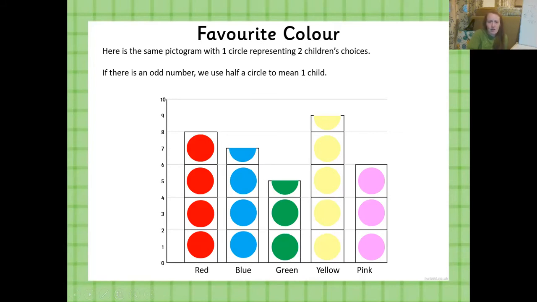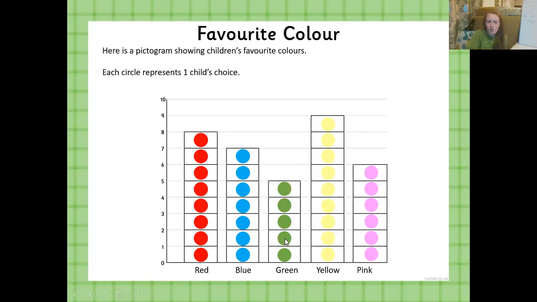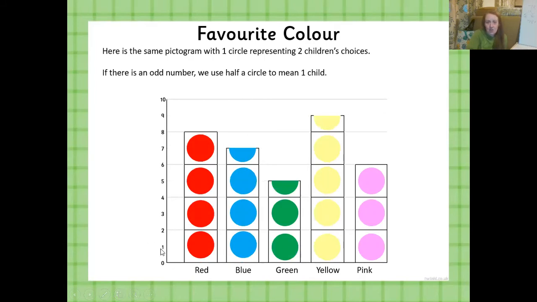So let's go back to green. We said that there were 5, 1, 2, 3, 4, 5 children that like green. Same information. This time, there's 2 children that like green. Another 2 children that like green. So that's 2, 4. Oh, this one's only got half. Now, if I go over here on my scale, that shows me that there's 5 children. And we know that half of 2 is 1. So we've got 2, 4, 5 children. The same information.